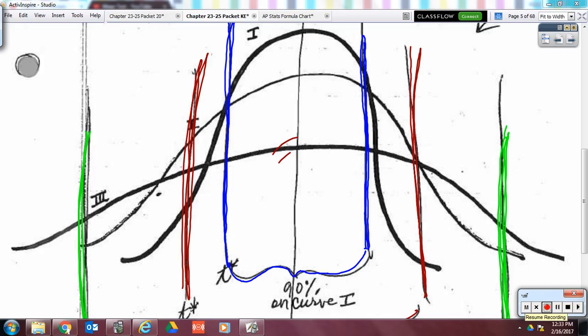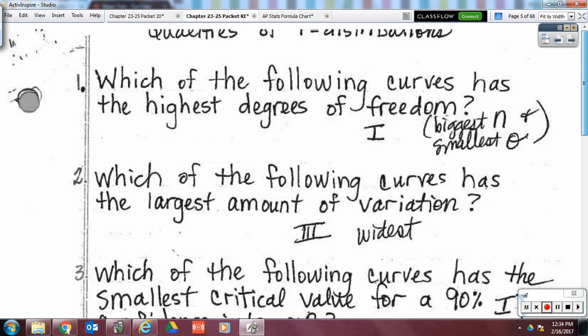Okay, so which one has the highest degrees of freedom? How do you know it's 1? Because it has what? Okay, it has the largest sample size, yeah. 1 has the largest sample size because it is the tallest and the skinniest. Okay, so largest N, so largest degrees of freedom. Very good.